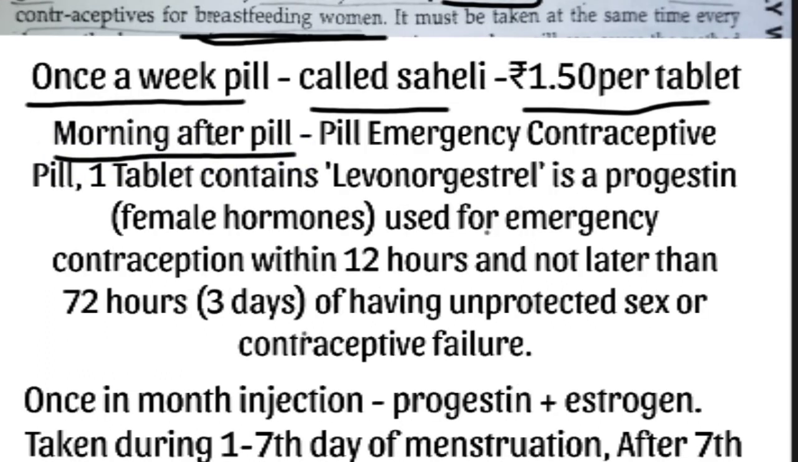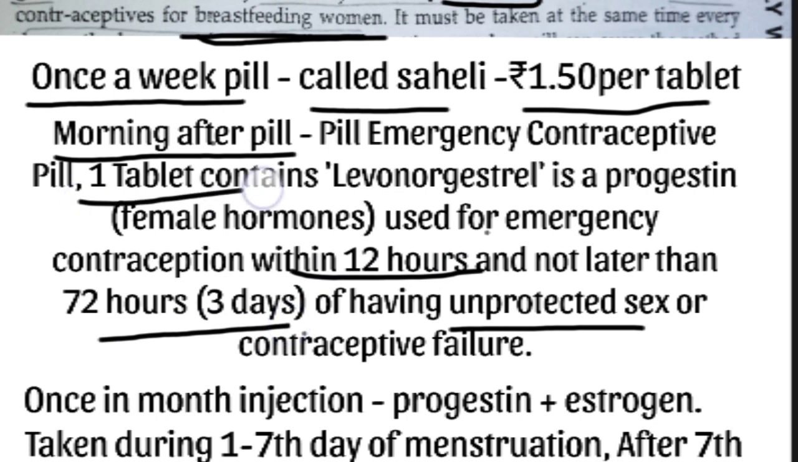Morning after pill: if a couple has had unprotected sexual activity, the next morning or within 24 hours, or within 3 days, mainly not after 3 days, the woman should take a tablet which consists of only progesterone. After having unprotected sex, the next morning or within 24 hours or generally within 3 days, the woman should take a tablet. So this tablet will stop the conception. The example for this tablet is levonorgestrel.